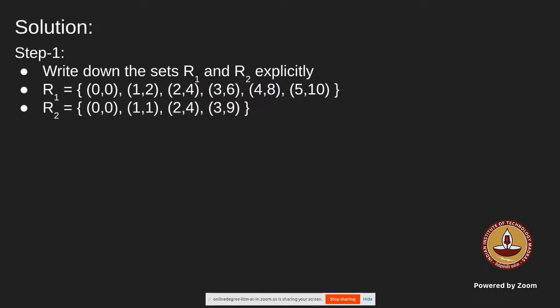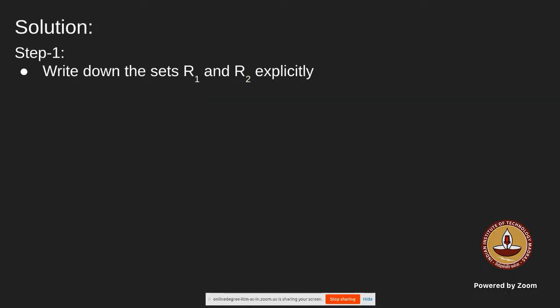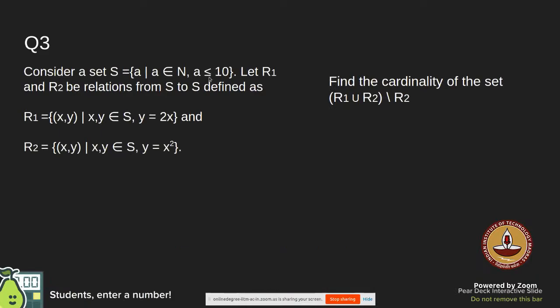Is it clear? Sir, I have a doubt. How come, with R1, 5, 10 will come? Exactly 10 means we can add, right? Otherwise, we should stop before 10, because there was a less than or equal to sign. Less than only means we should stop before 10. Exactly. Yeah, thank you, sir. Any other doubt? No, sir.